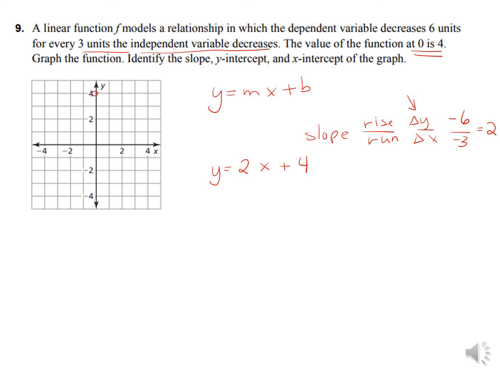I'm going to mark that here. Then I'm going to do my rise over my run. Oh, I ran out of graph. So remember, if I'm going up and to the right, then I'm going to go down and to the left.